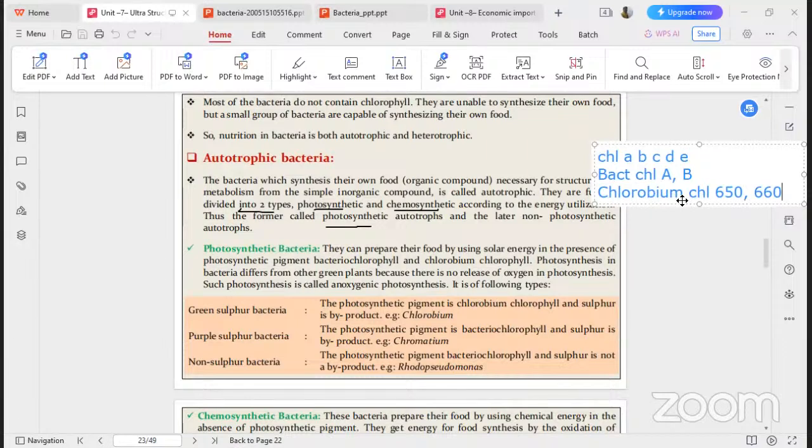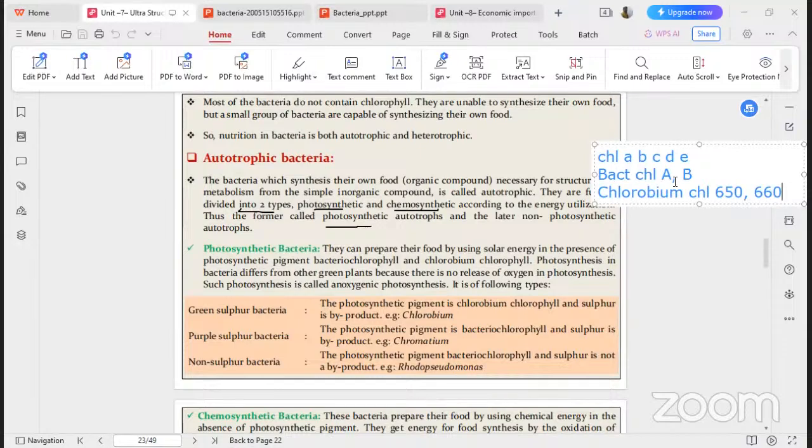With those chlorophyll pigments only, they are able to synthesize their own food material. They get energy from the light. But there is one difference between the bacteria and other plants. What is the difference? Do you know? An experiment is based on that.